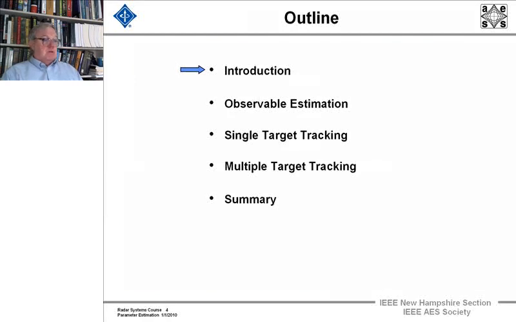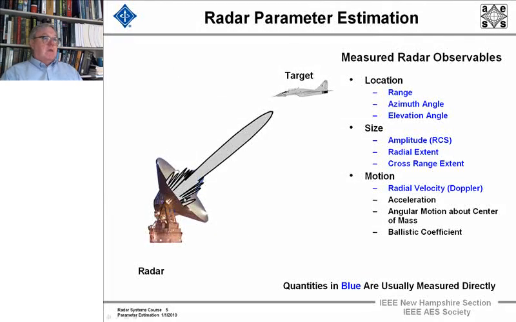Now let's introduce the subject. Here we have a radar and its antenna beam and its side lobes pointing out at a target. And the radar will measure directly certain observables. It has the ability to measure range from the time delay, and angle from measuring the servos, the pointing angle of the antenna. It'll measure azimuth and elevation. If the radar is very well calibrated, it will measure the amplitude from which can be derived the radar cross-section.